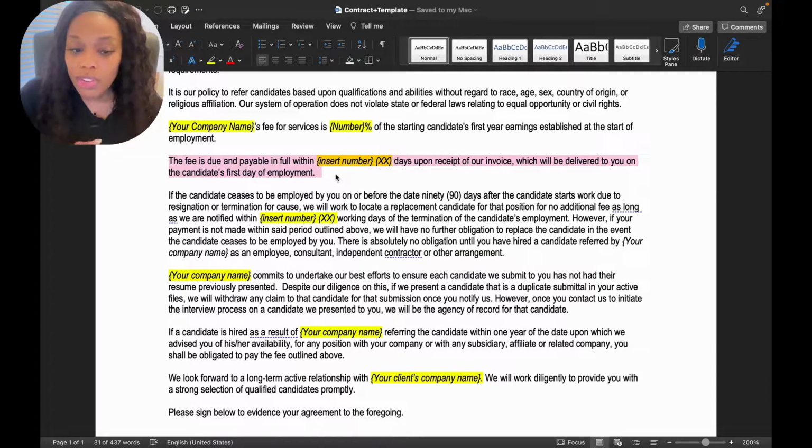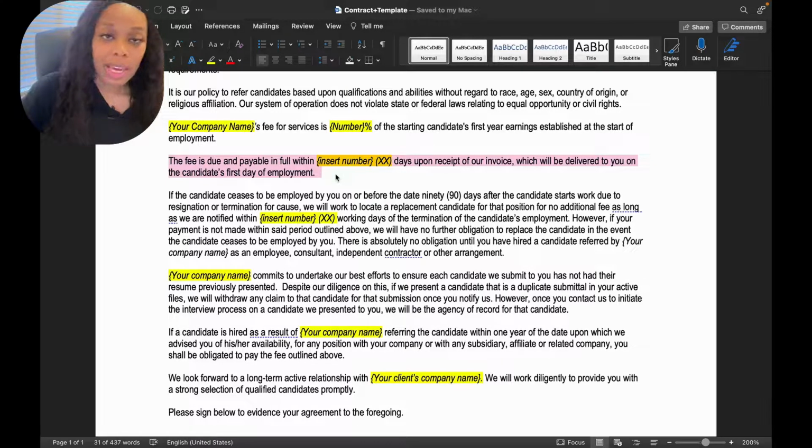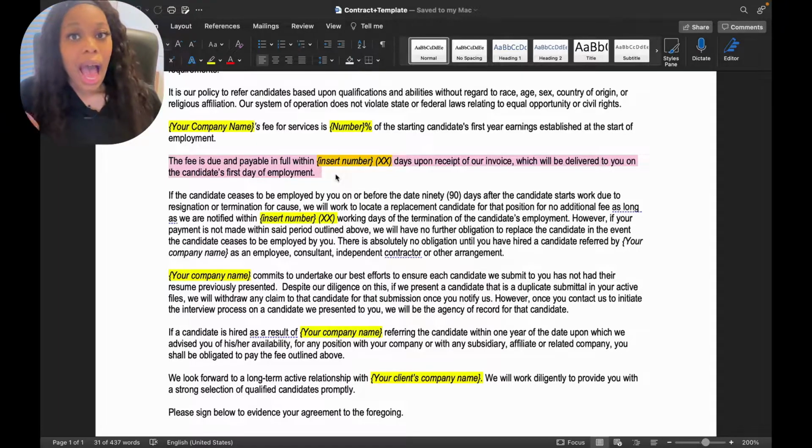So this basically just says that the fee is due and payable in full within 30 days upon receipt of your invoice, which will be delivered to you on the candidate's first day of employment. And that's another important piece as well regarding the candidate's first day of employment. I always send my invoice on the first day that they've officially started the position.